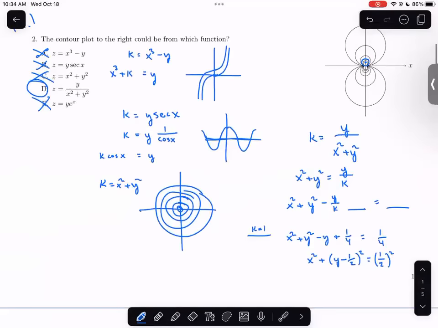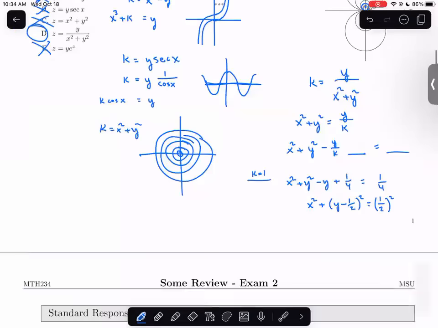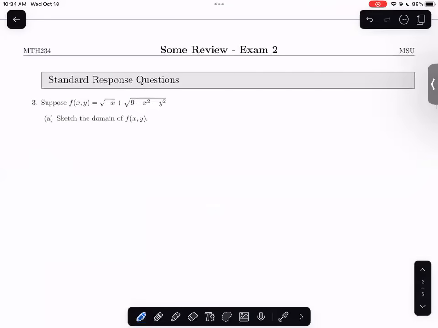I guess I'll give everyone else a chance. Any other questions about number 2? All right. So then, why don't we go ahead and move on to number 3, the final topic from 14.1.